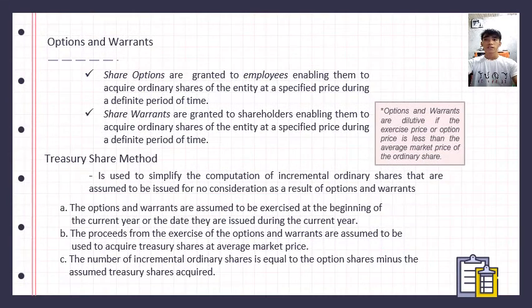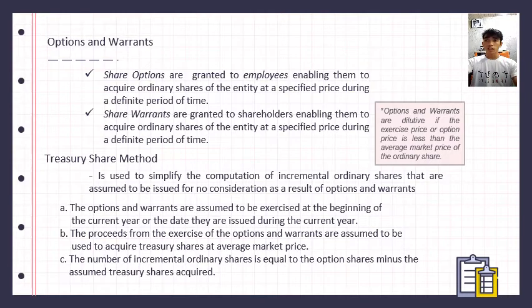Options and warrants. Share options are granted to both employees and shareholders, enabling them to acquire ordinary shares of the entity at a specified price during a definite period of time. Options and warrants are dilutive if the exercise price or option price is less than the average market price of the ordinary share. So the treasury share method is used to simplify the computation of incremental ordinary shares that are assumed to be issued for no consideration as a result of options and warrants.